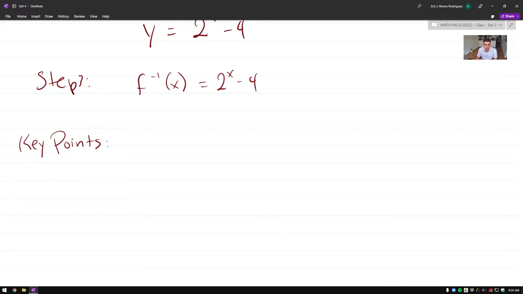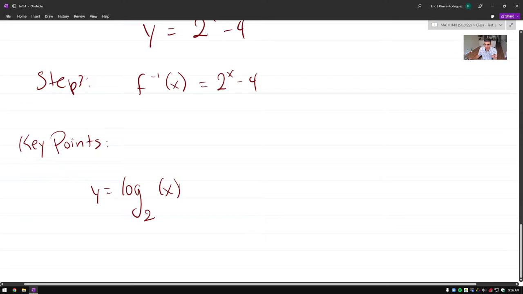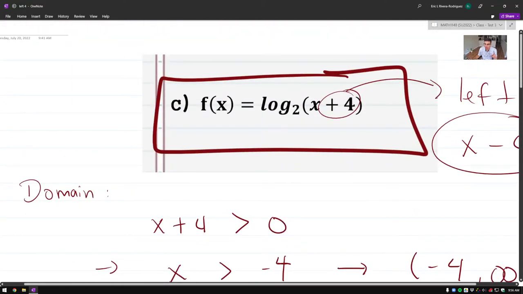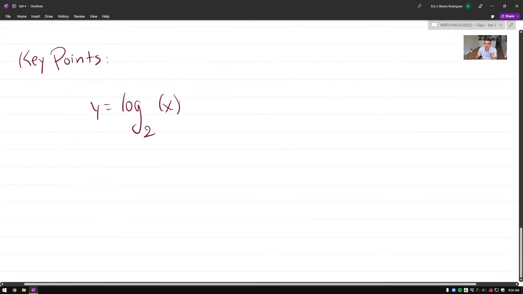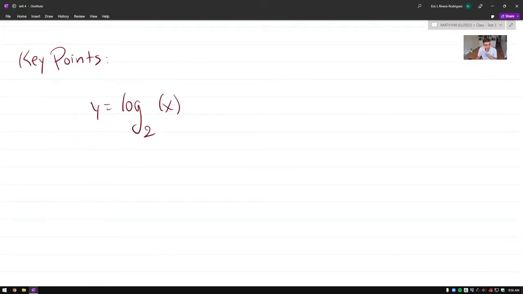Jacqueline, I think those that you have are correct for the parent logarithmic function. You are not applying the transformation, but we are going to do that here. Let's focus on the key point for the parent function. The parent function will be log base 2 of x, all right? So we are working with log base 2 of x plus 4, so its parent function will be log base 2 of x. That's it.